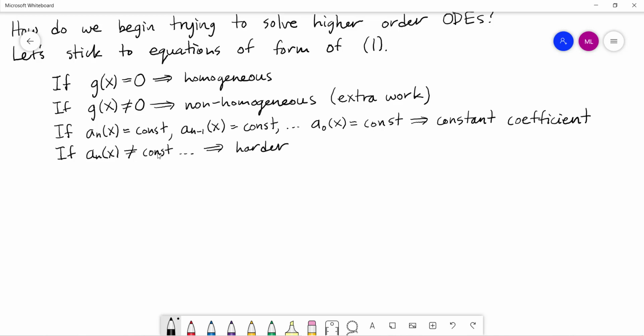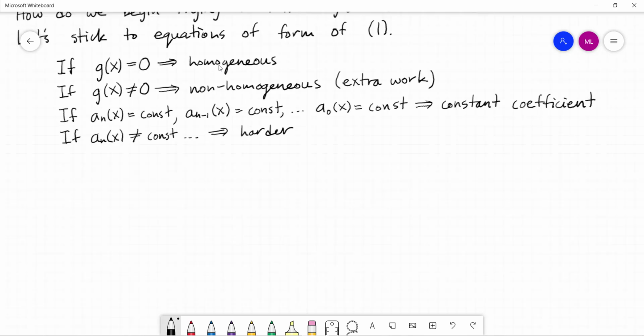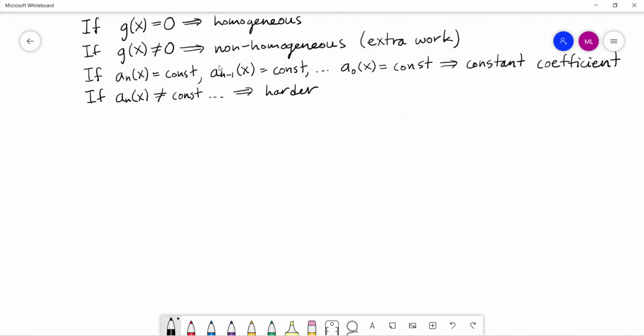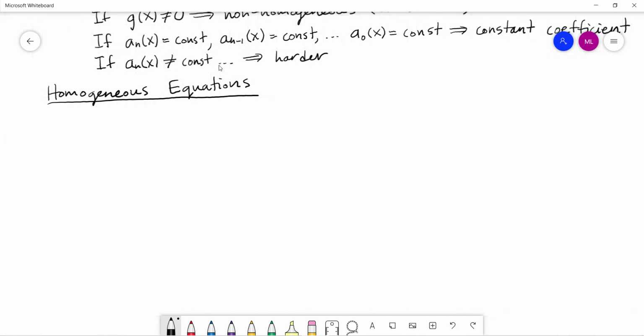Okay, so let's start with these guys, now that we've classified these. Let's start with homogeneous problems. So homogeneous equations. So basically, for example, let me just write a few out, and we can make sure that we've got the classification all correct.